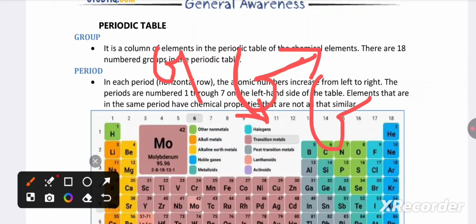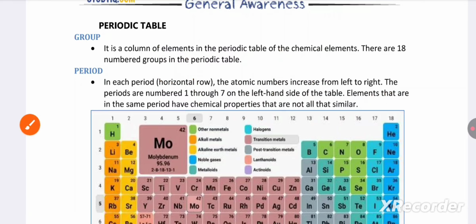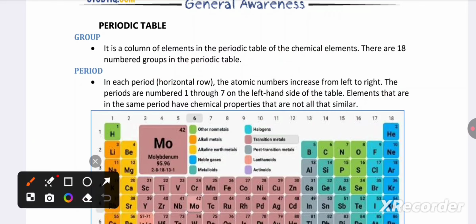G, down side, group, period. Because this is a very confusing part, which is the group and which is the period. In my past exams also I made the same mistake, that's why I am highlighting it here. Period is nothing but horizontal, numbered from 1 to 7, left to right. That's it.